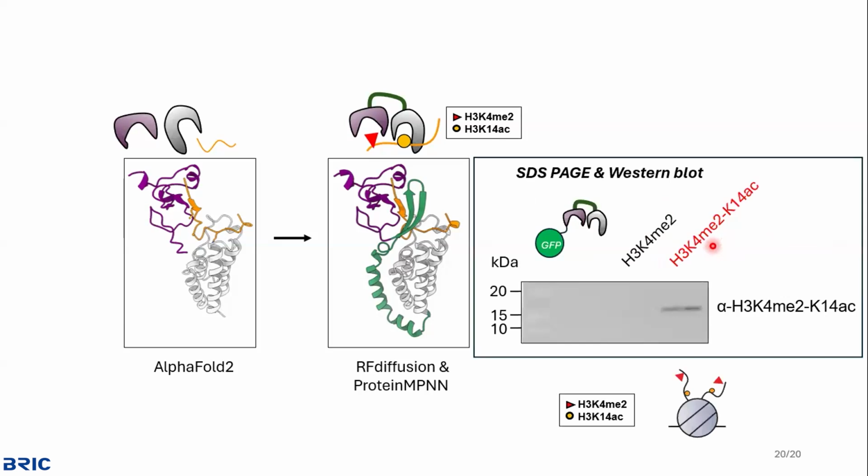Although the binding affinity itself is not really strong, if you attach a GFP protein to the current prototype, you can actually use it for Western blot. So you don't have to use a primary antibody here. This protein with GFP fusion can serve as a primary antibody, and you can blot specifically histone proteins that are modified with lysine 4 dimethylation and lysine 14 acetylation.